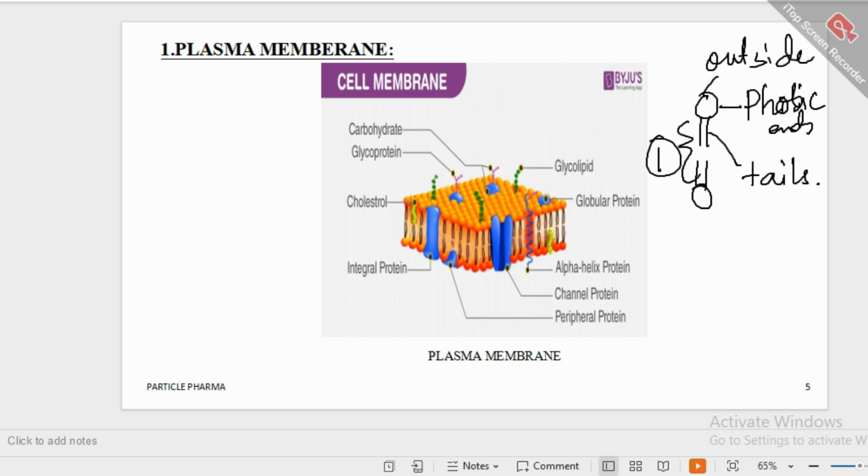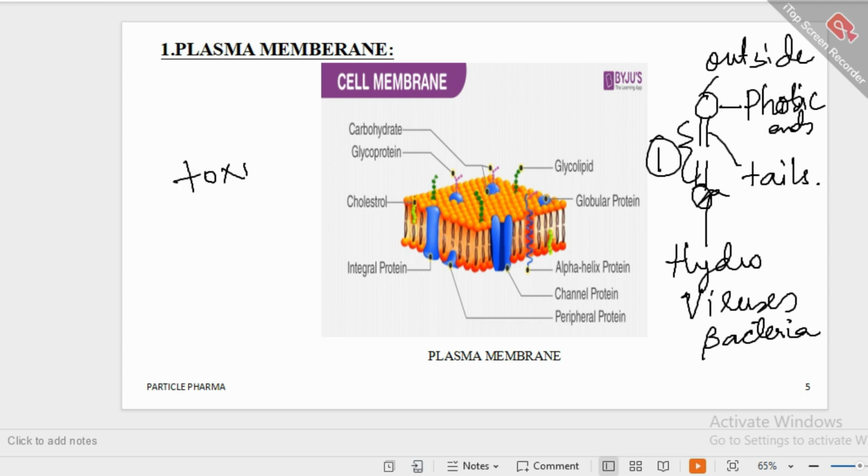As they are hydrophobic in nature, they cannot allow water-soluble compounds inside the cell, which are released by viruses and bacteria. Due to that, the cell is protected from toxic substances released by the outside body or foreign substances.